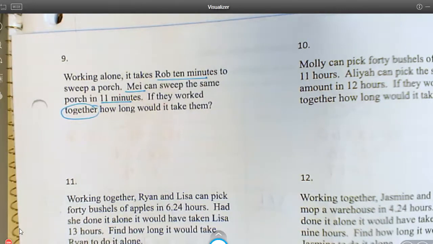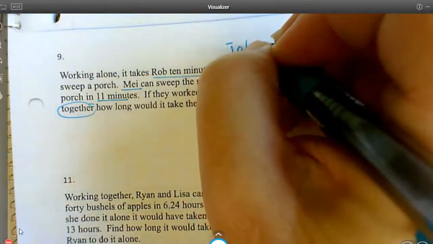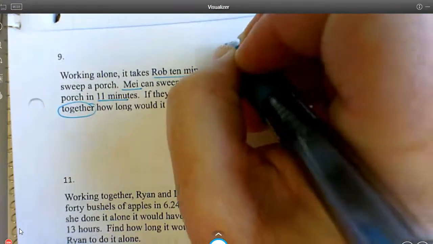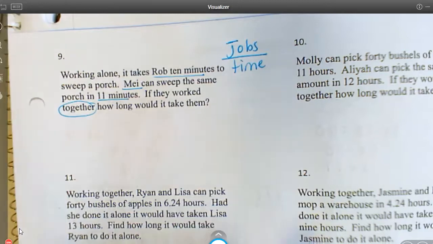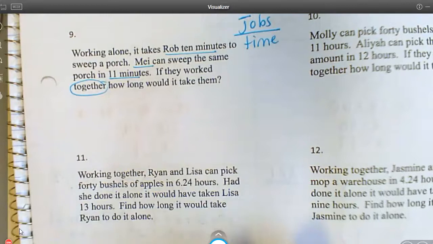Now, whenever you're doing the problem, you're going to make fractions out of the time and the work. If it told you that it took Rob 10 minutes to sweep 5 porches, then how many ever jobs there are goes on top. And then the time goes on the bottom. So it's like jobs over time. In most of these situations, it's only one job. It's only sweeping one porch. And so it's going to be 1 over something. Okay? And you're just going to add it together and equal it to whatever together would be.